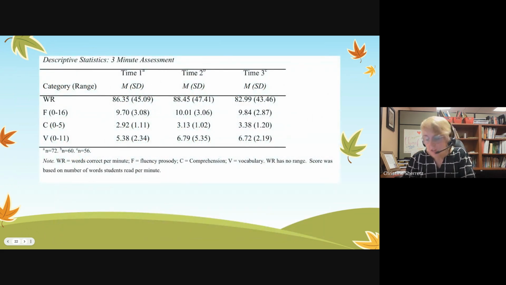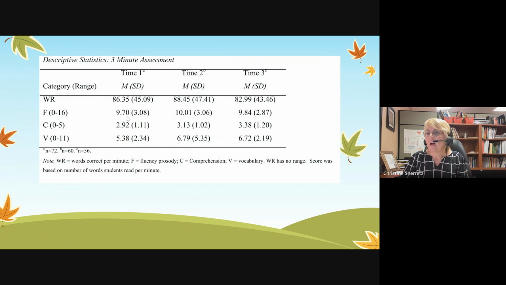Then looking at the timed assessments, these were the 3-minute timed assessments. Again, this is at the end of school, at the end of summer boost, and then when the kids came back. We can see the average of words correct per minute. They started at 86, for example. After summer boost, they went to an 88. When they came back, 82. So they still lost, but not as much as they could have.